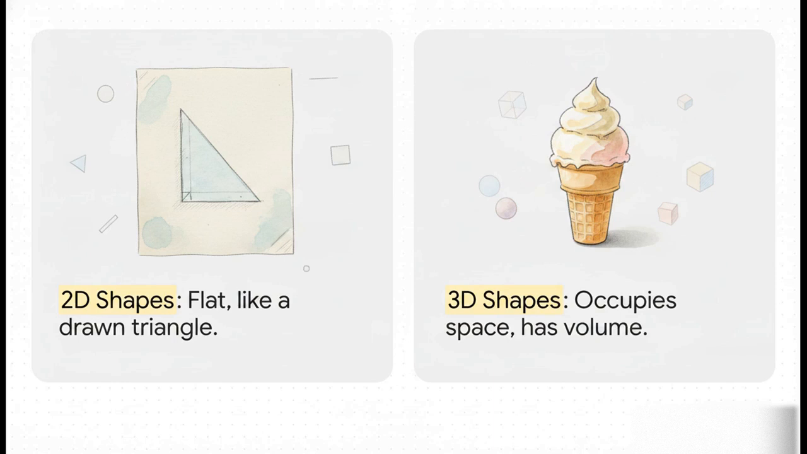But before we start breaking down tents and ice cream cones, we have to establish one fundamental ground rule: the difference between 2D and 3D. A 2D shape is strictly two-dimensional. It's entirely flat, like a triangle drawn on a piece of paper. It has absolutely no depth. You can't put anything inside it. A 3D shape, however, is three-dimensional. It actually occupies physical space. It has volume. So that real ice cream cone in your hand, that's a 3D object because it physically takes up space in our world.